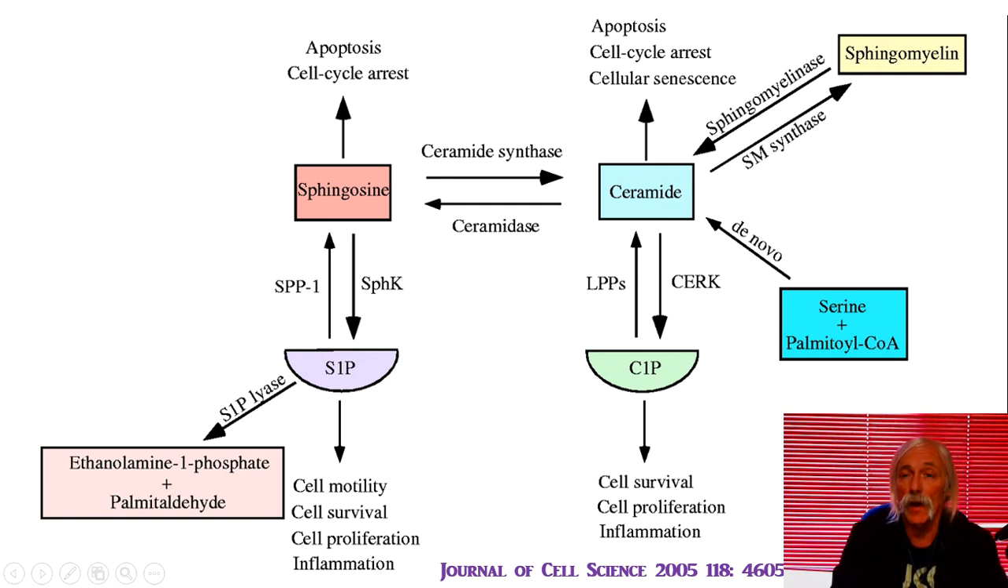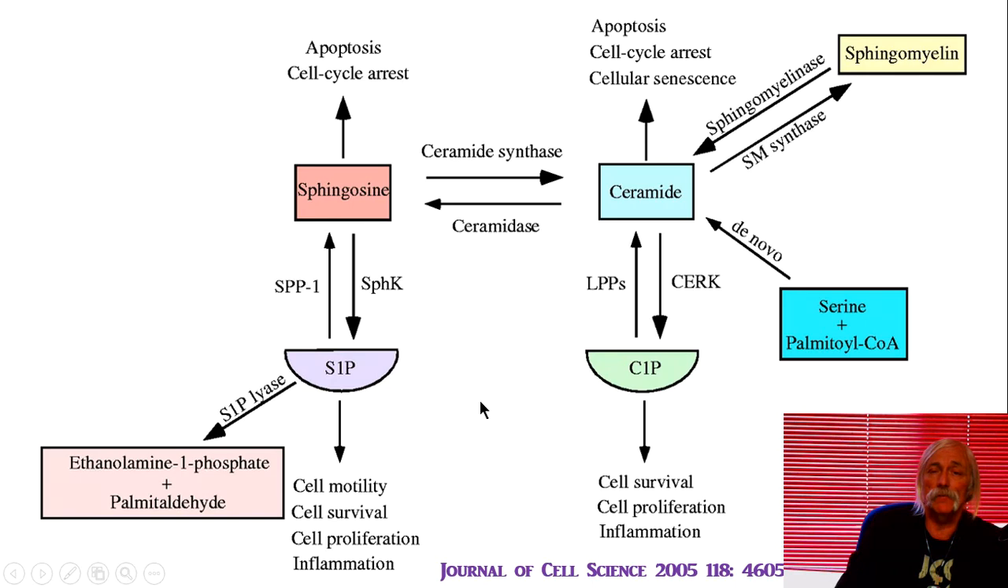And here are the de novo pathways, and here it's coming from sphingomyelin. And we know that ceramide turns on apoptosis, cell cycle arrest, and cellular senescence. And in fact, the parent sphingosine base also does apoptosis and cell cycle arrest via the P53, P38, AP1 pathway. Corruption thereof. All this is from a paper in the Journal of Cell Science way back in 2005.